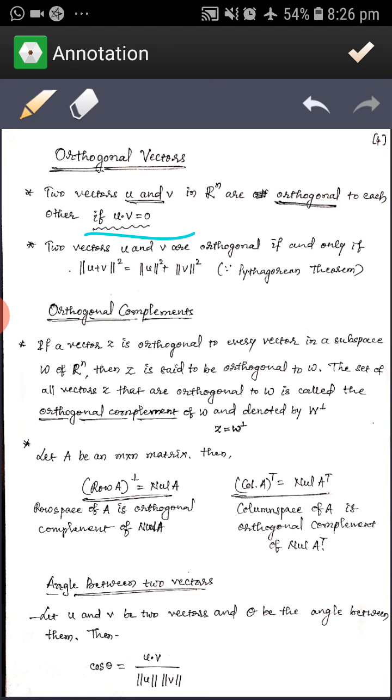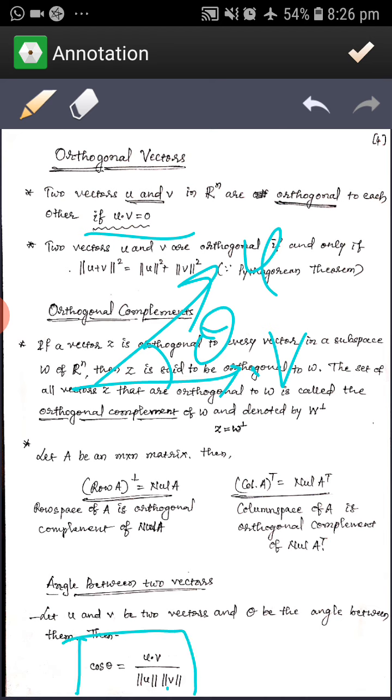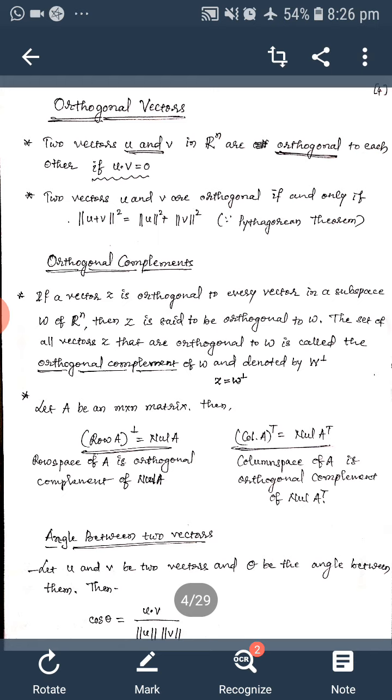Then how do we find the angle between the vectors? If there are vectors like this, how do we find the angle? So one is the u vector and one more is the v vector, then cos theta is equal to u dot v, that is the inner product, divided by the length of u times the length of v. So by using this equation, cos theta equals u dot v divided by the multiplication of the lengths of each vector, we can find the angle between the vectors.